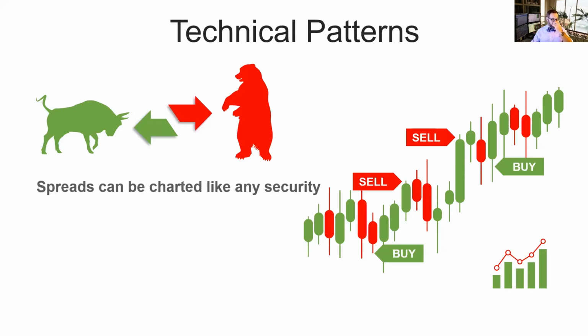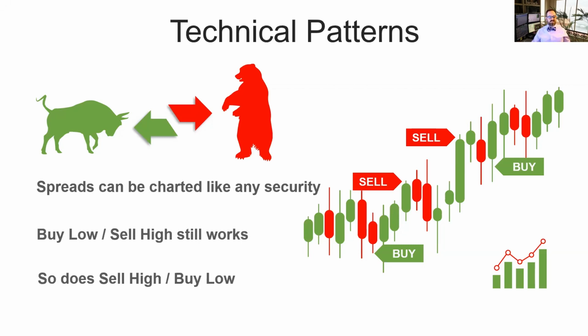And with the technical patterns, spreads can be charted like any other securities I mentioned. So buy low, sell high, still works. Same as it would on any security. And you can also sell high and then buy low. So I use certain tools, my RSI, Bollinger Bands, and look for the patterns in the markets as well as what I call supply and demand. I don't use traditional support and resistance, even though I've been trained on that for many, many years as a CMT. I found that what I look for is institutional trading patterns.